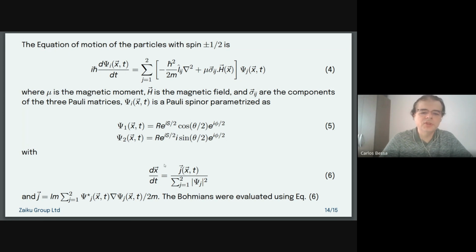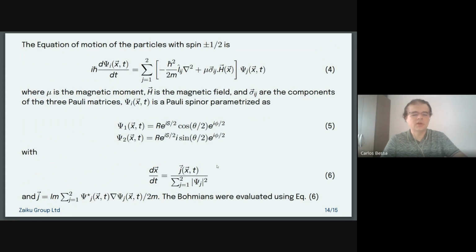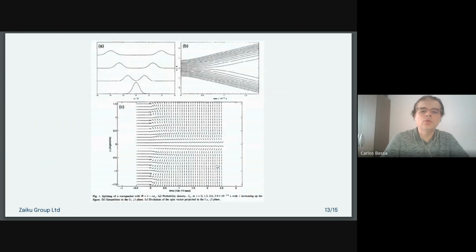And with the velocity, you can calculate the Bohmian trajectories. The Bohmian trajectories, there is a typo here. The Bohmian trajectories were evaluated using equation 6, this one here. And basically this thing. So you now have definite trajectories. So the particle has a spin up or down initially. And then when it goes through the Stern-Gerlach experiment, it has the trajectories like this. So the spin is not in a superposition now, and the wave function does not collapse like in the usual interpretation.